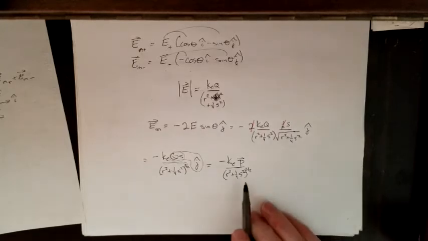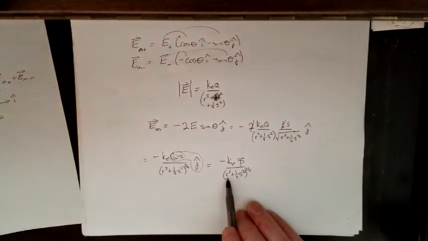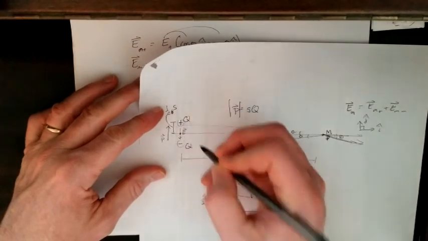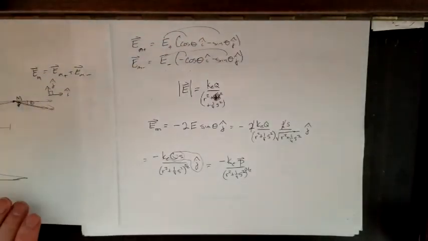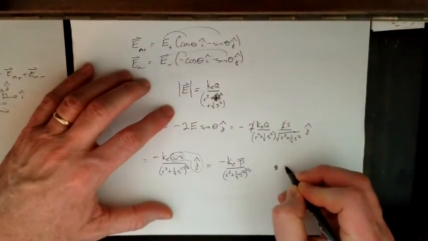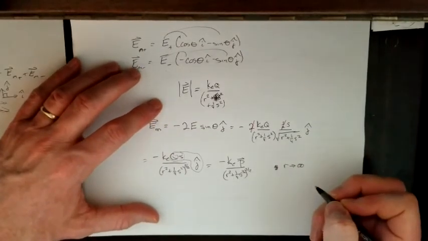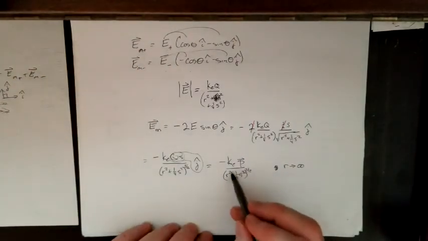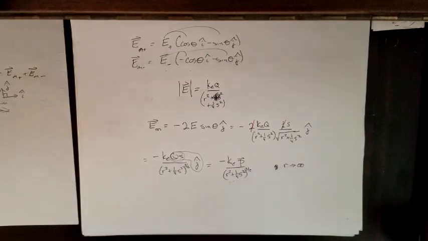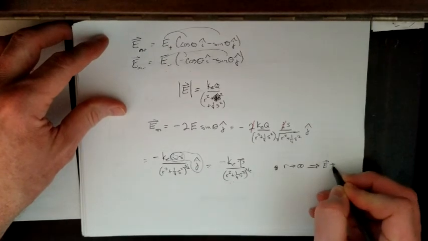Please note that if r goes to infinity, then this denominator becomes incredibly huge, which means that the electric field goes down to 0, which is a quick check. So we've done something at least reasonable. If we're not an infinite distance away, let's formally write that out. That means the electric field goes to 0.